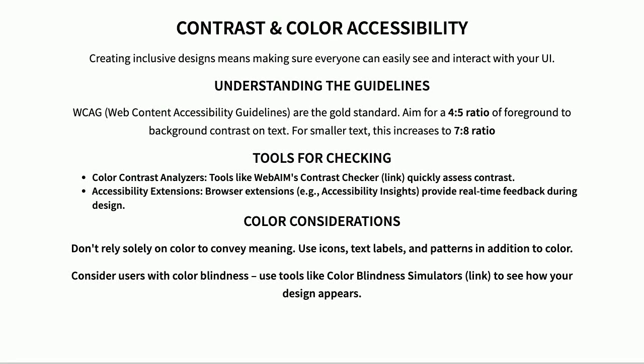Okay, let's talk about contrast and color accessibility. Super important for making sure everyone can use your designs. The WCAG guidelines give us some great targets. We're generally looking for a 4.5:1 ratio of dark text to light background. For smaller text, that jumps up to around 7:1. There are handy tools like WebAIM Contrast Checker that you can use to quickly check your color combinations. Also, browser extensions can give you real-time feedback as you design.